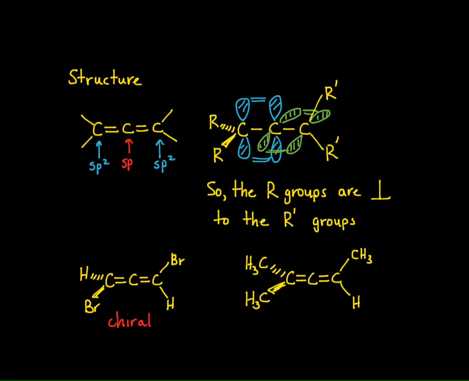Now, obviously, the allene on the right-hand side is achiral. There's a plane of symmetry throughout this molecule, but this is something that we have to think about when we're drawing allenes. Are they chiral, or do they have a plane of symmetry?